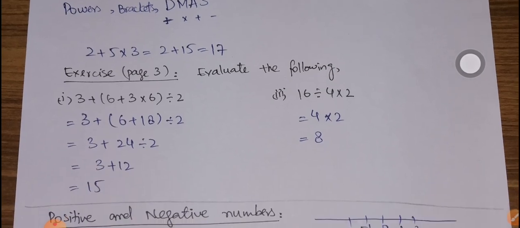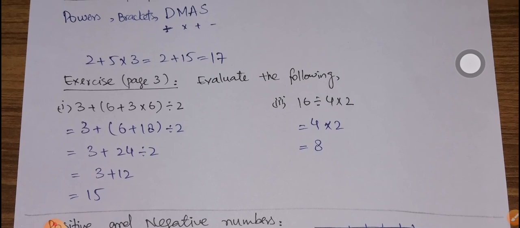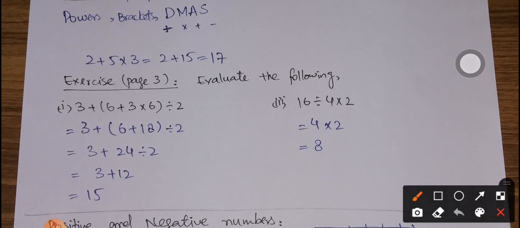Here we have an exercise on page number 3. I'm going to solve some questions and other questions are going to be solved by you. And if you have any problem, you may ask me. So in the exercise on page number 3, we have question number 1, where we have to evaluate the expression 3 plus bracket 6 plus 3 into 6 bracket close, divided by 2.